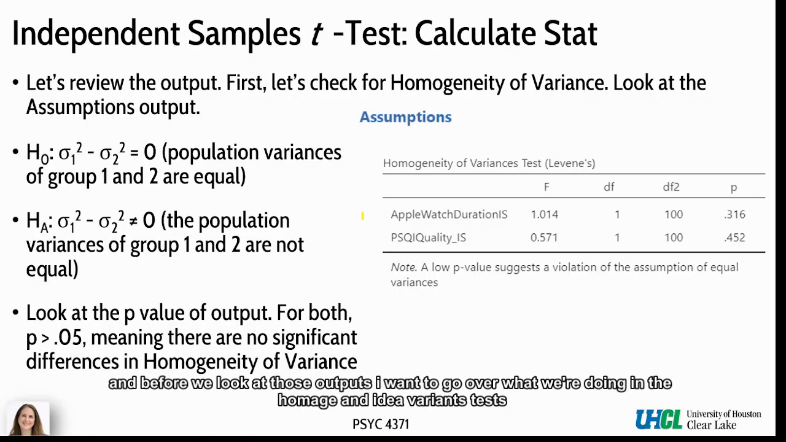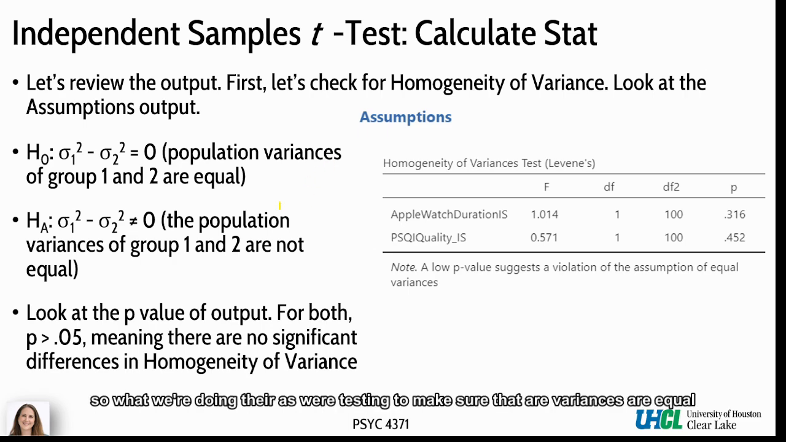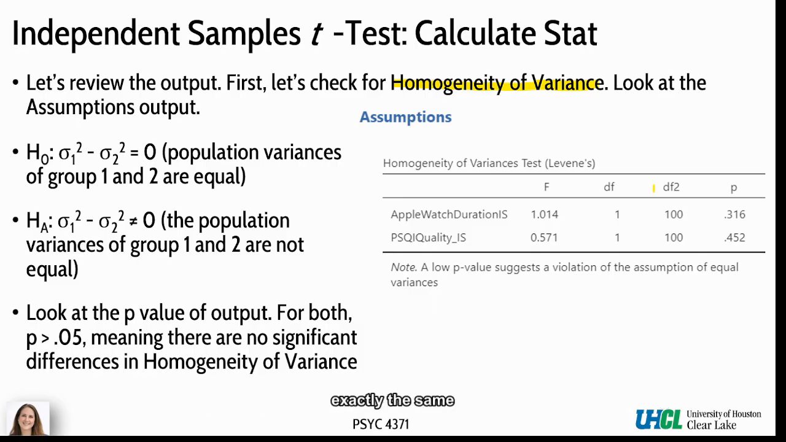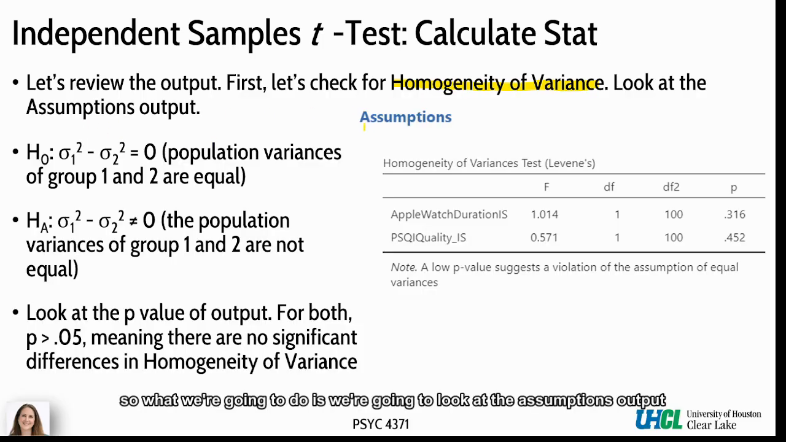And before we look at those outputs, I want to go over what we're doing in that homogeneity of variance test. What we're doing there is testing to make sure that our variances are equal between those two groups. And by equal, I mean equal within a statistical range, right? They don't have to be exactly the same. So we're going to look at the assumptions output from Jamovi.